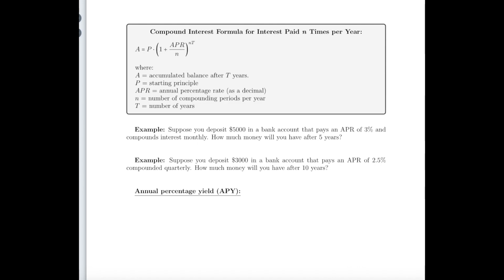So here in our first example, we are going to deposit $5,000 into a bank account that pays an APR of 3% and compounds interest monthly. How much money will you have after 5 years?